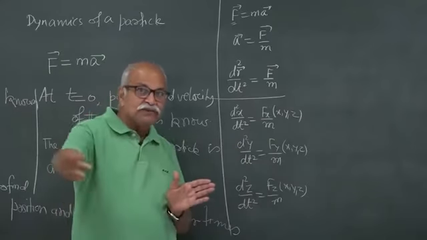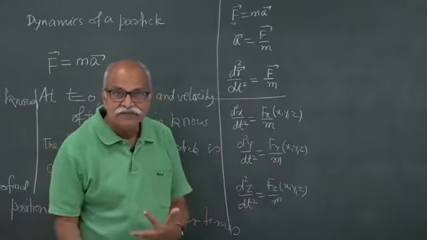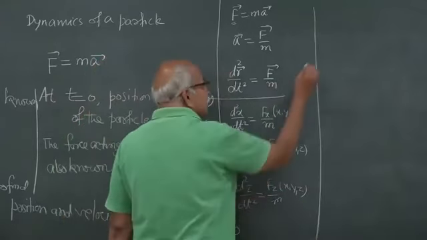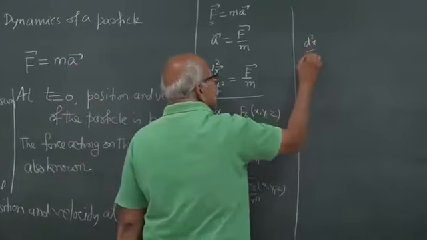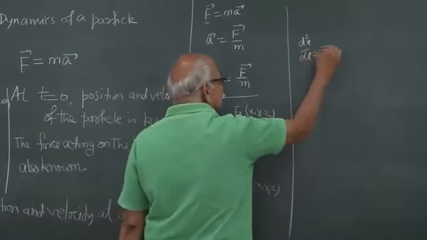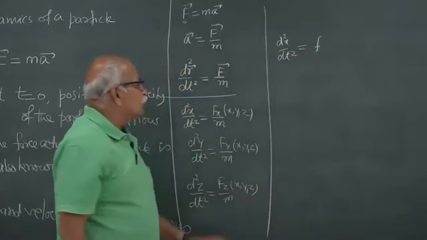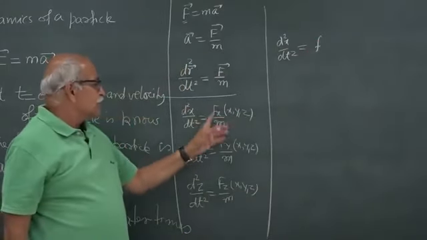If it so happens that it does not depend on x y z or t, it is constant, or during the entire motion of the particle we are interested in, this force is constant, then life is very, very simple. d2x dt square is equal to a known function Fx by m. This is constant, right? We start with constant force. So, this Fx by m is constant.